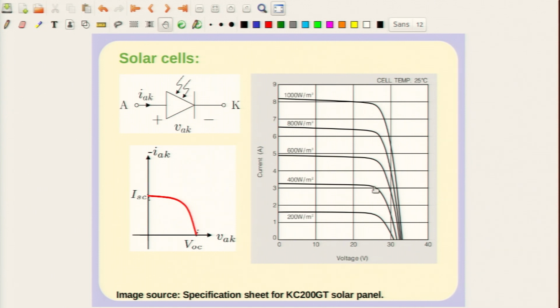If the amount of radiation falling is 1000 watt per meter square, then you can get a power of almost 300 watts if you are operating at the corner point here. So, this is the characteristic. What point on this curve you will be operating really depends on what you have connected to the diode.